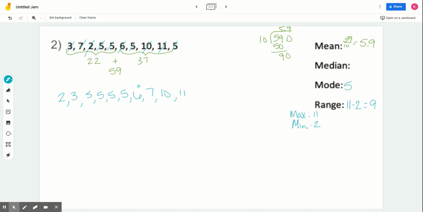Now for the median, I need to find the middle of the data set. So here, what I like to do is I like to cross out or mark one on each side until I get all the way to the middle. So 2, 11, 3, 10, 5, 7, 5, and 6. Now you can see that I have 2 numbers here in the middle. So remember that we have to find the average of those 2 numbers. Now they might not always be the same number. So we would add those 2 numbers and divide it by 2 since there are 2 of them. 5 and 5 is 10. 10 divided by 2 is 5. So in this case, our median is 5.